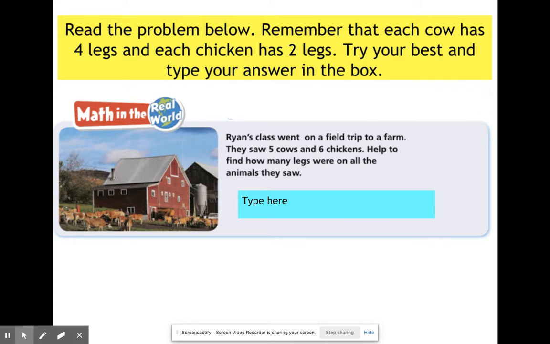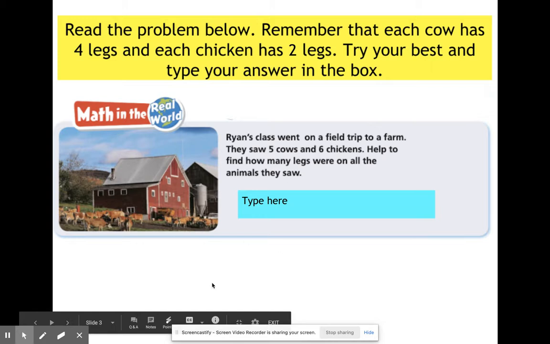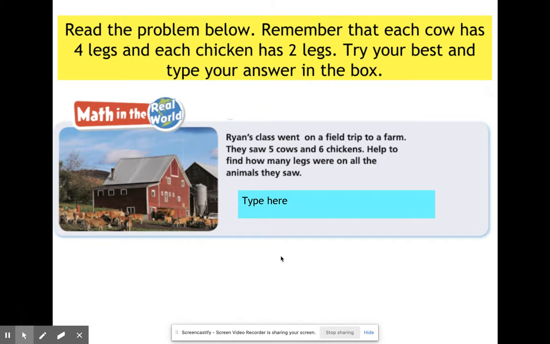Remember, when you are figuring out how many legs were on all the animals, remember that each cow has 4 legs and each chicken has 2 legs. So there's 5 cows with 4 legs each and 6 chickens with 2 legs each. Again, you can use your math workbook to do the work and then type your answer in the box.